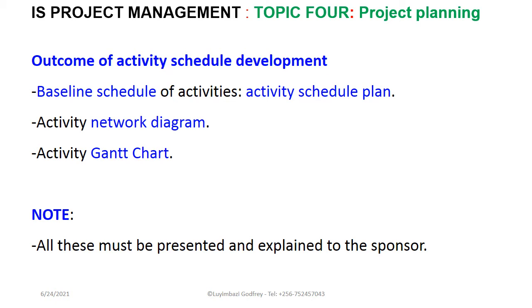And the activity schedule is what a project manager is expected to develop, and the other outcome expected is the activity network diagram. It is this activity network diagram that normally helps the project manager, as well as the stakeholders, to view the various relationships between different tasks, the relationships between different activities, and shows the duration of each activity, the duration of each task within the project.